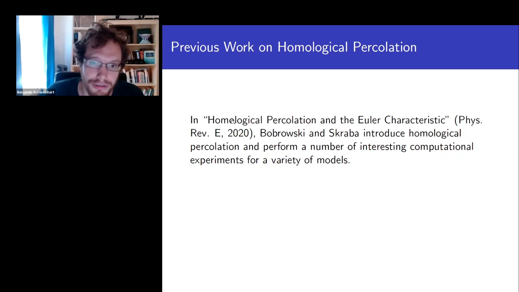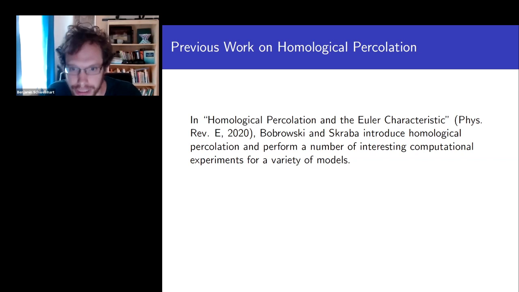Higher dimensional homological percolation was introduced by Bobrowski and Skraba in a paper appearing in Physical Review E in 2020, where they conduct a number of interesting computational experiments about homological percolation with several different percolation models, including several of the ones that we discussed at the beginning of the 2nd lecture. So I think they looked at the Gaussian free field. They didn't look at plaquette percolation. They looked at the Gaussian free field, continuum percolation, and site percolation on both the square and triangular lattices, and generalizations to higher dimensions.